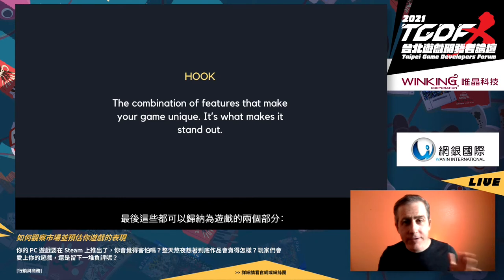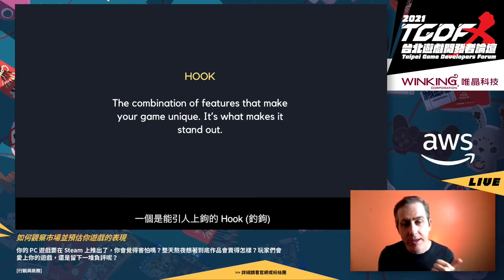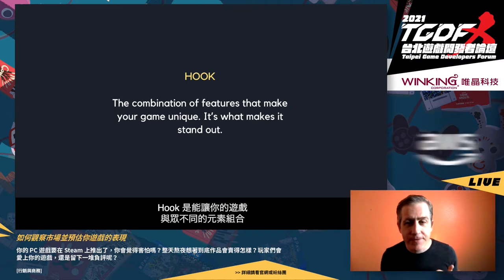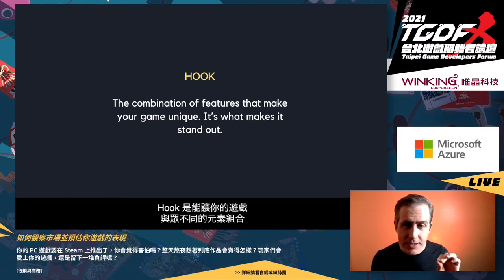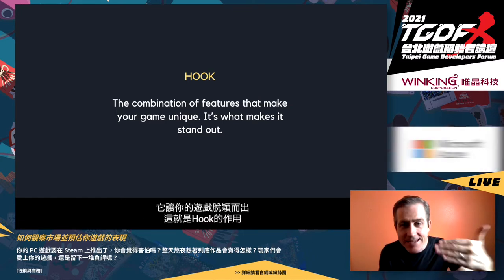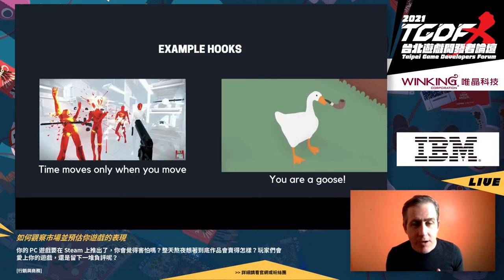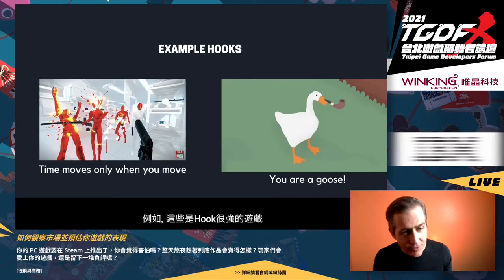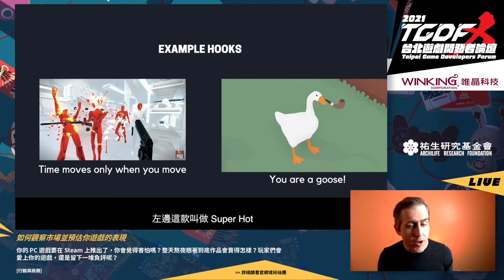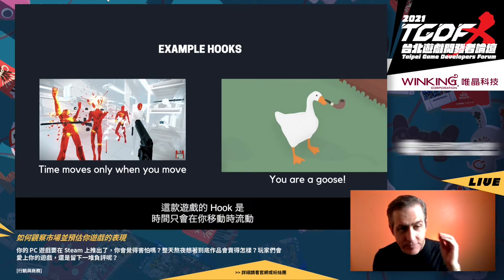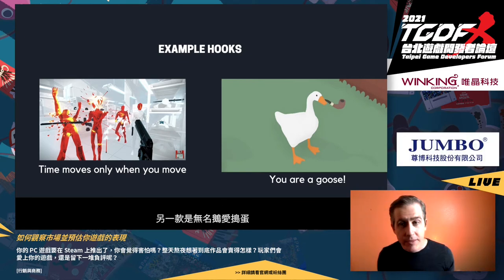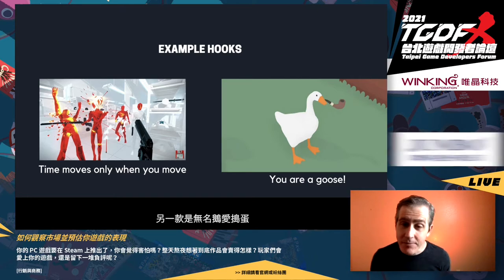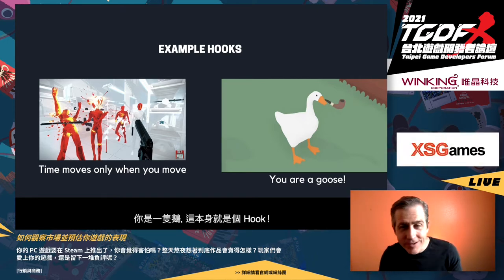Now, all of this comes down to two parts of a game. One is the hook. The hook is a combination of features that make your game unique. It's what makes your game stand out. That's what a hook is. For example, here are games with great hooks. This is called Super Hot on the left. The hook for this game is time only moves when you move. The other one is Untitled Goose Game. You're a goose. That's a hook in itself.